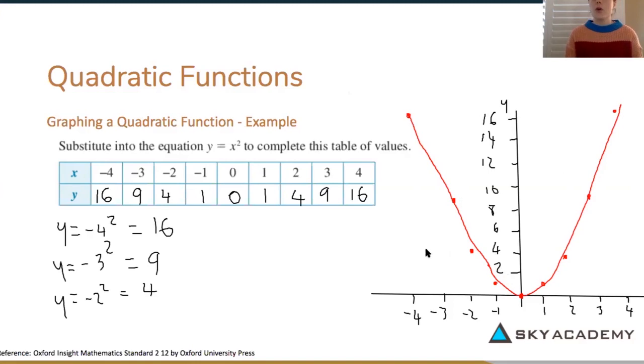We have no x-intercepts except this point here, and we have no y-intercepts except that point there. So this is also going to be our axis of symmetry. And that point 0, 0 is also going to be our minimum turning point, because it is a positive graph. So it's our minimum turning point. And that's how you graph a quadratic function.